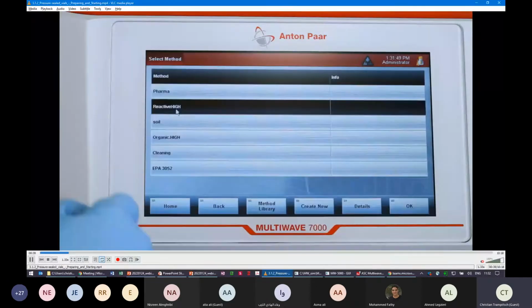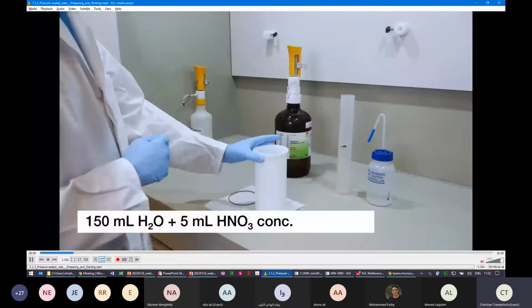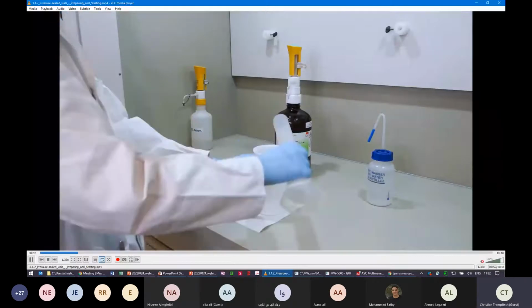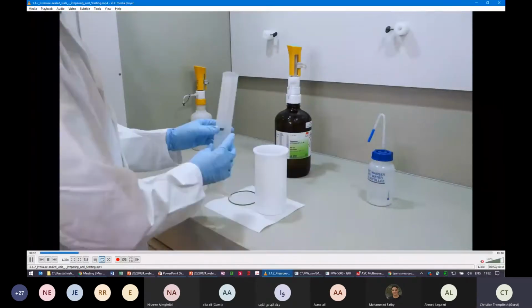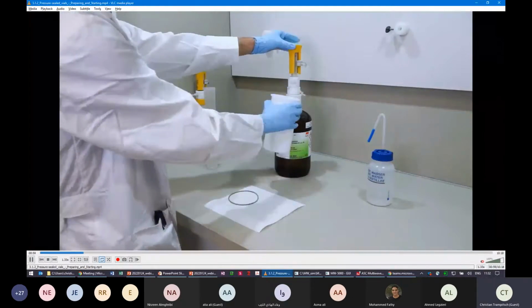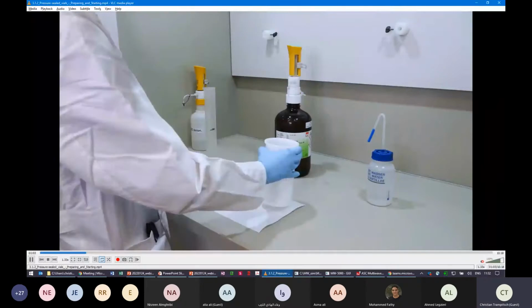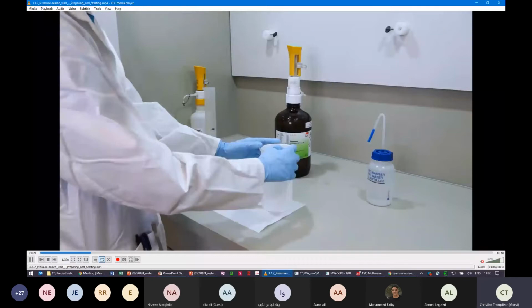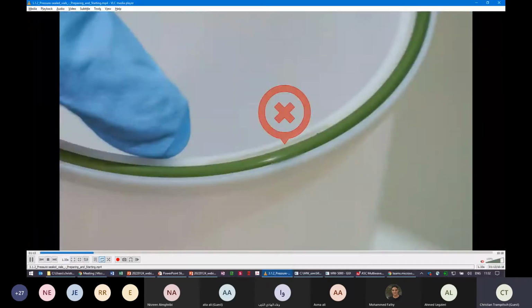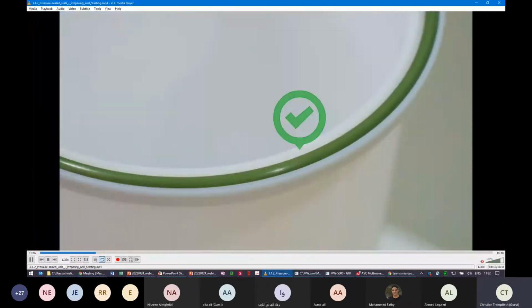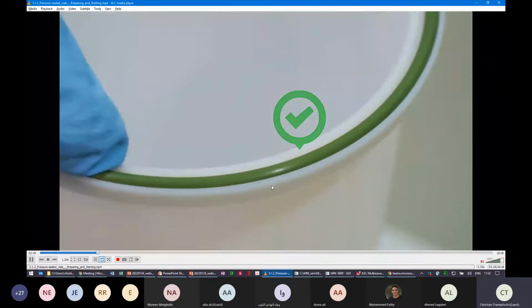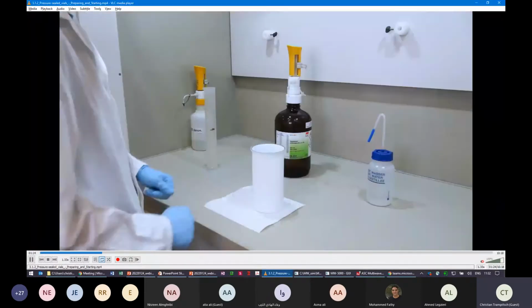We select one of the methods. We have generic methods inside this instrument. So, just heating programs: the more reactive the sample, the longer the heating ramp, the more difficult the sample, the higher the temperature. Now this liner is filled with 150 ml of water and a few milliliters of nitric acid. We put an O-ring on top. Yeah, again, we show you what you must not do. There should not be any liquid, no droplets on top. So the liner is prepared.